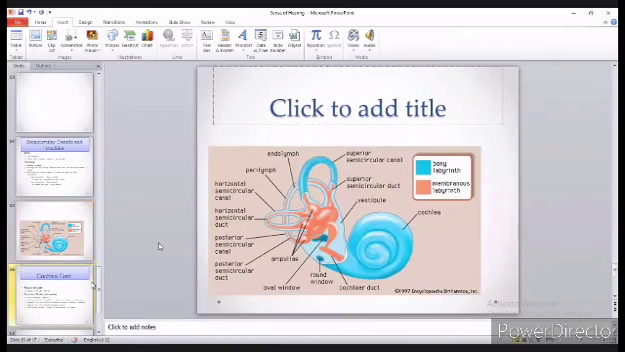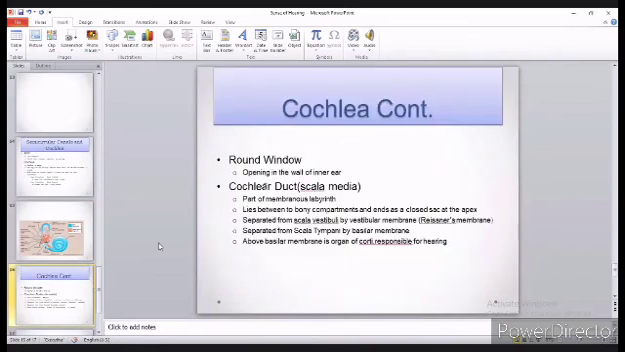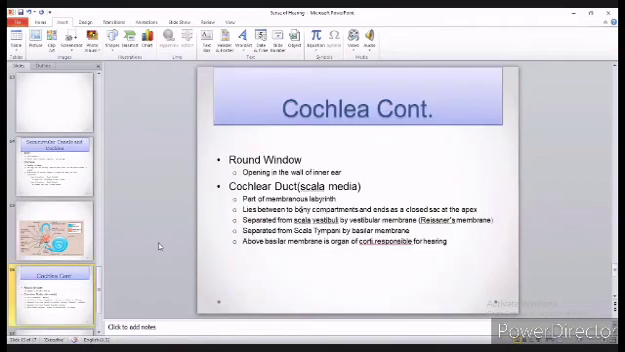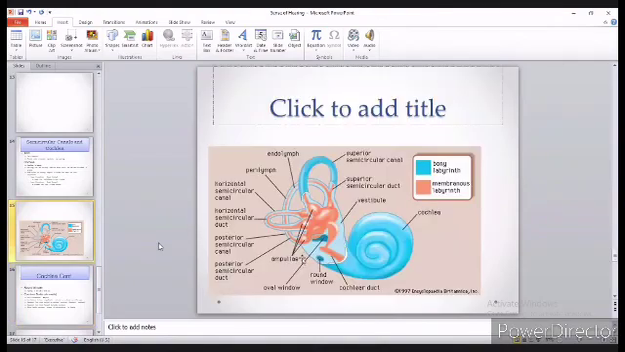So as we continue looking at our cochlea, we have a round window here, and then we also have the oval window. So the round window is found in the scala tympani. The oval window, we have it here at the beginning of our cochlea. So the cochlear duct or the scala media, which is this one that separates the tympani and the vestibuli, this one, where the organ of Corti is.